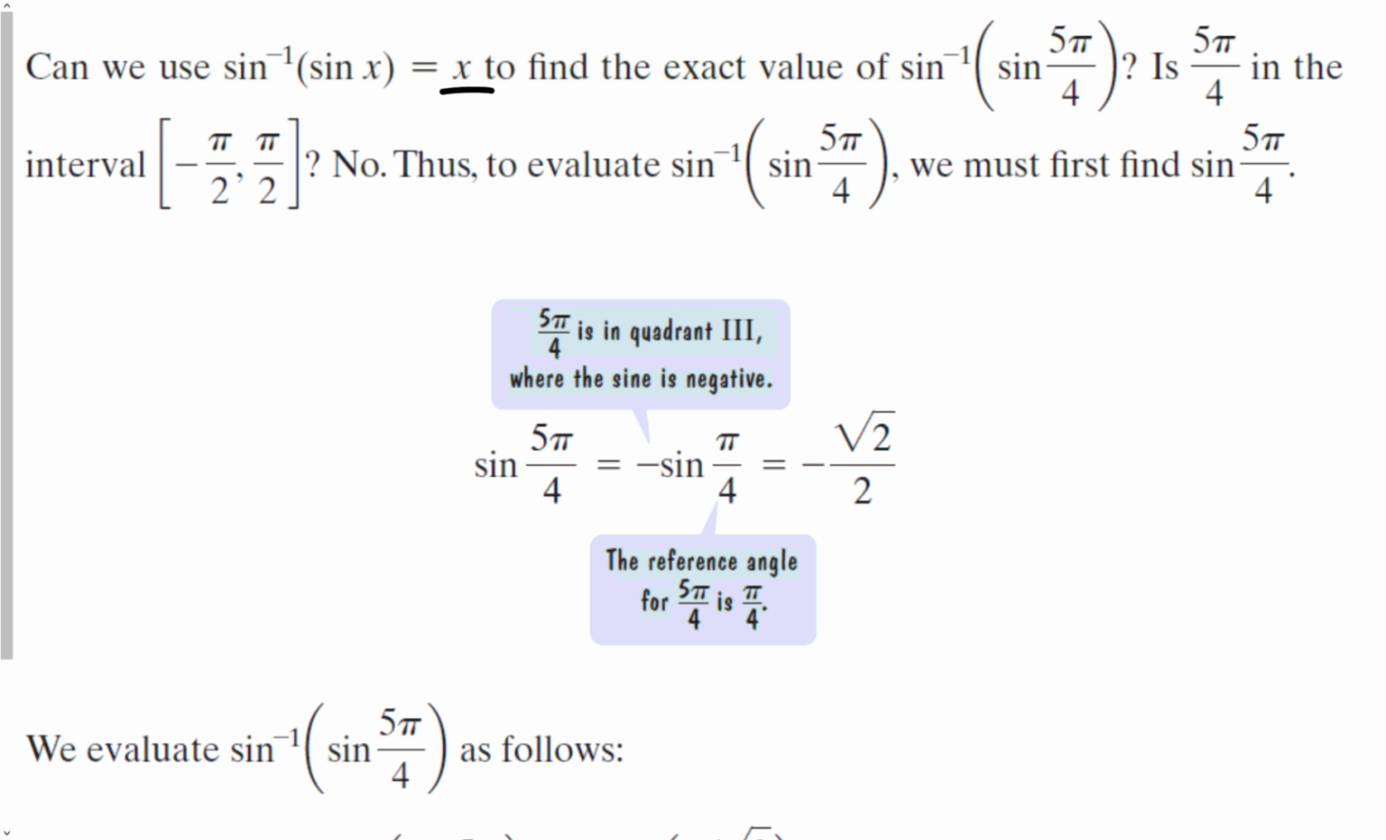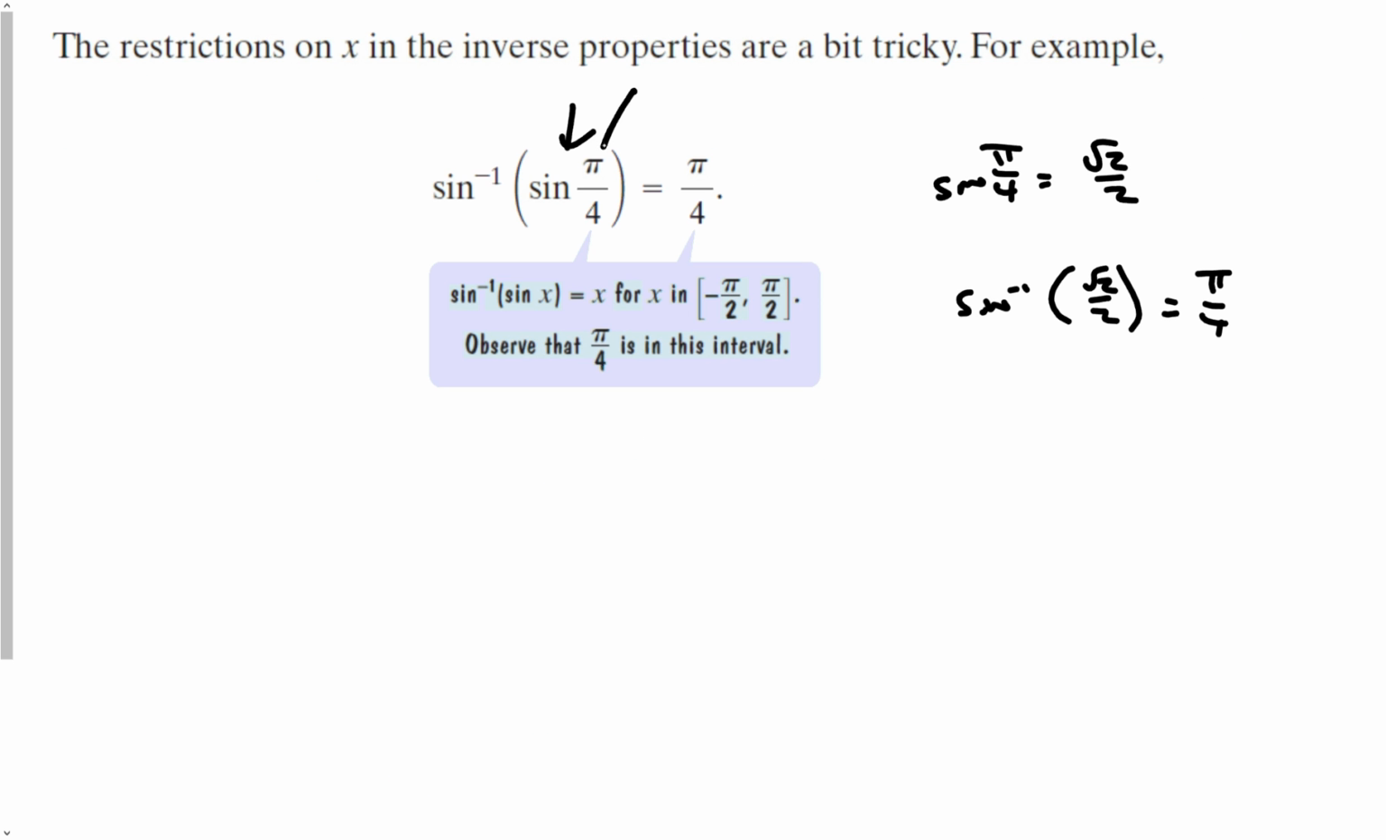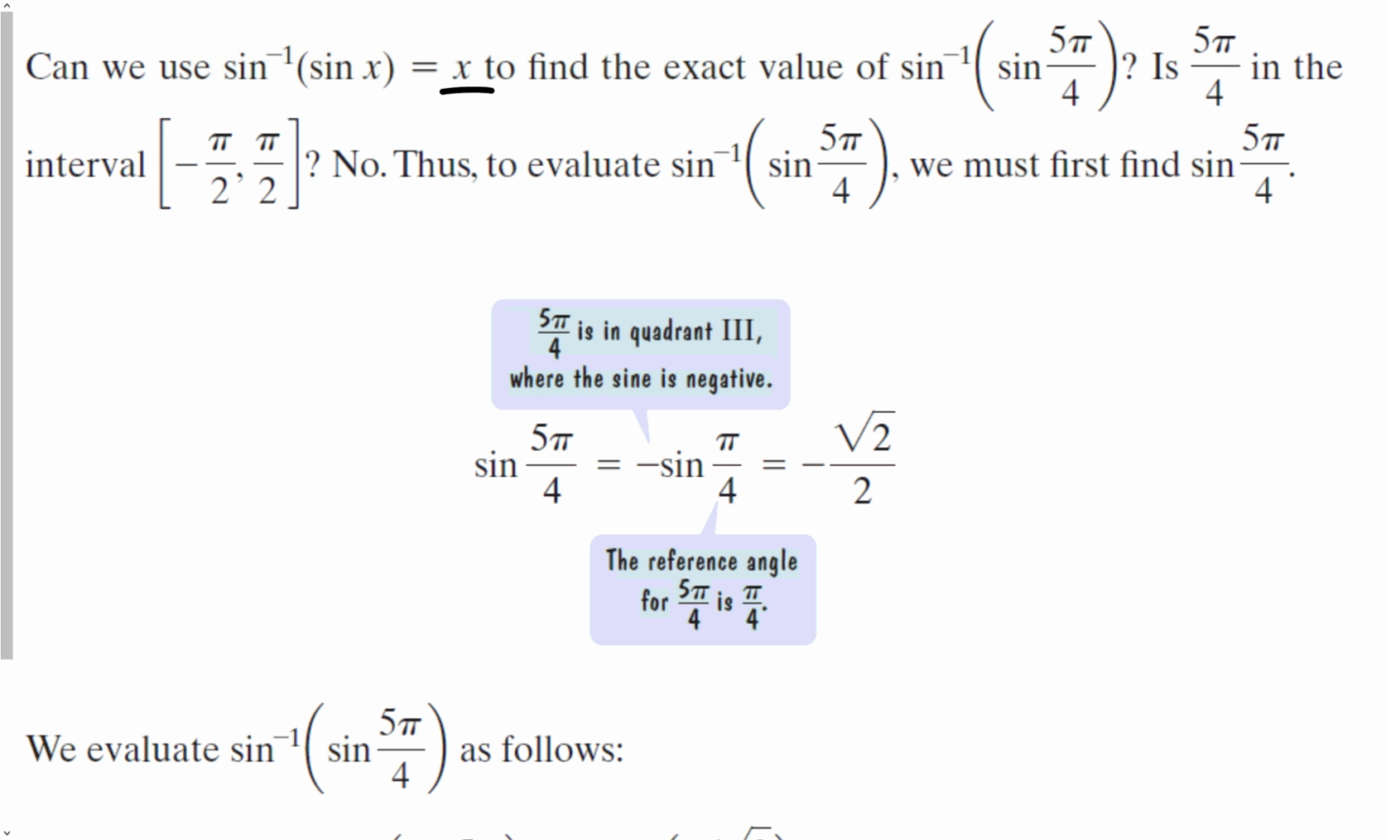But is it always going to be this? Can I always just say the answer is just π/4, or just whatever's here? And that's no. Because what happens here? The answer to this is not 5π/4, because 5π/4 is not in the interval of the inverse sine. But you can still evaluate this. It's just not this answer.